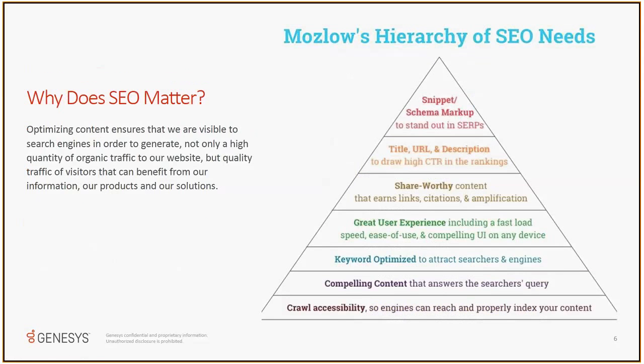So why does SEO matter? Well, by optimizing our content, we ensure that not only is Genesis visible to the search engines and generating a high quantity of organic traffic to our website, but it helps to ensure we're attracting quality traffic of visitors that can really benefit from our information, our products, and our solutions. We want to get our content into the hands of the right people.